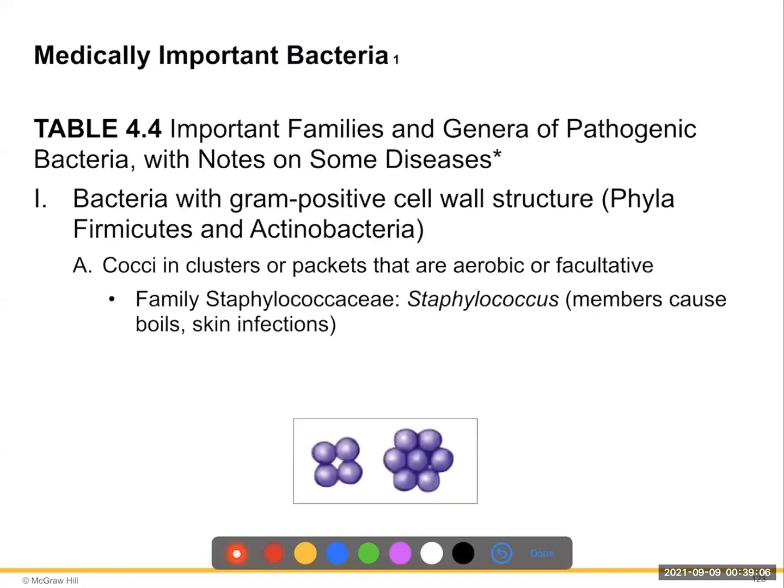Important families in general of pathogenic bacteria and some of their diseases. So bacteria with gram-positive cell walls, and cocci in clusters or packets that are aerobic, which means they use oxygen. Family Staphylococcus, members cause boils and skin infections. That's your Staphylococcus. And you can see groups of 4, groups of 8 of the different cocci.